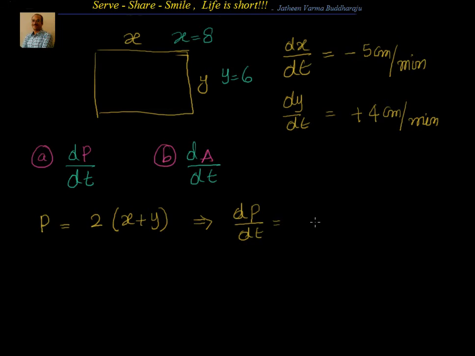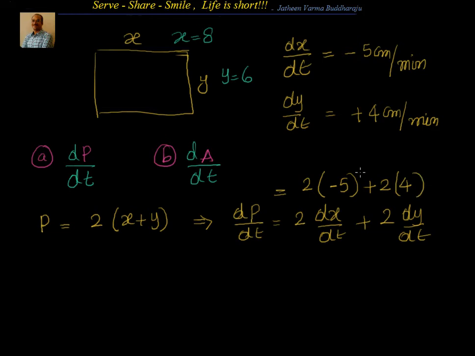dP by dt is equal to 2 into the derivative with respect to t, that is 2 dx by dt plus 2 dy by dt, which is equal to 2 into dx by dt, which is minus 5, plus 2 into dy by dt, which is 4. If you simplify that, you will have minus 10 plus 8, that is equal to minus 2 centimeter per minute. So that is dP by dt.